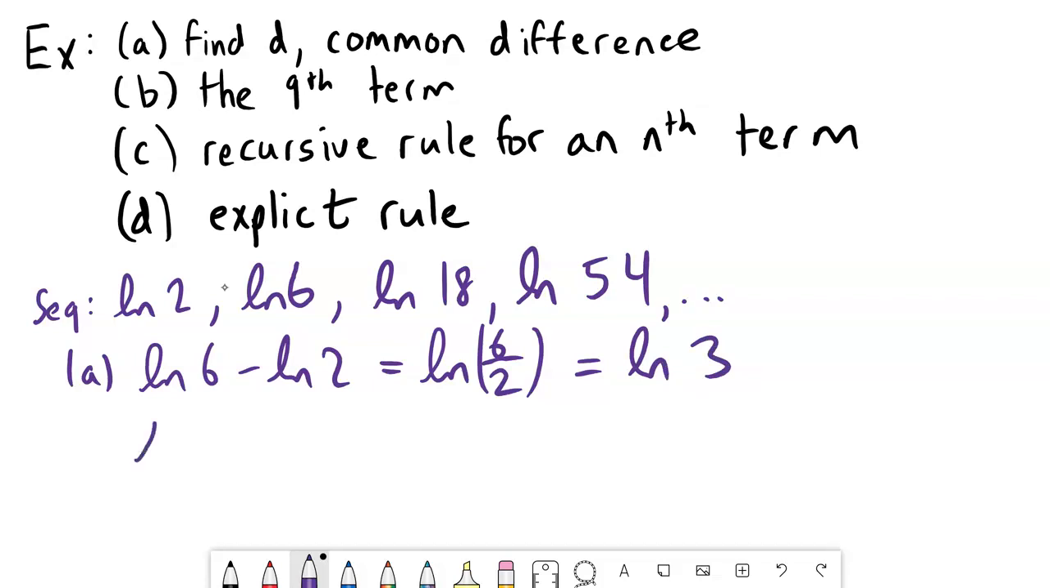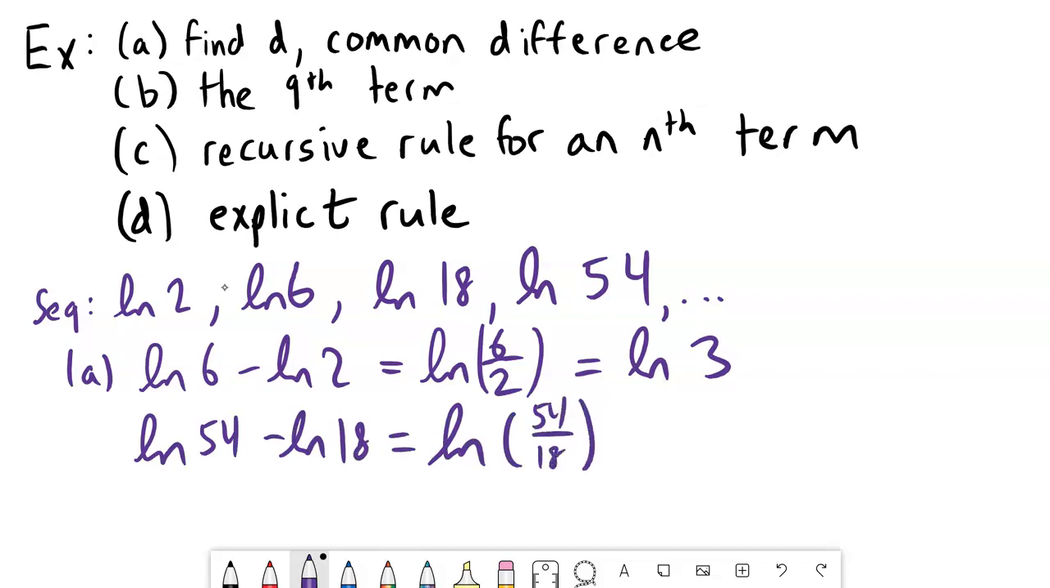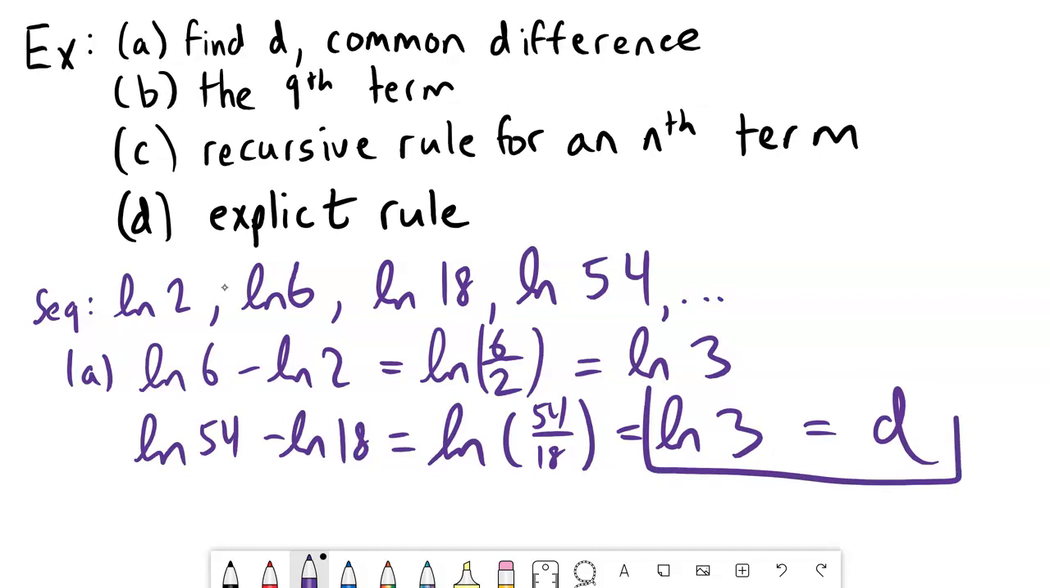So let's try 54 and 18. Log of 54 minus natural log of 18. That's just using the log properties, 54 over 18, which is the same thing. So it is the common difference. So this is the common difference, D. If you're unsure if your common difference is correct, I would just suggest doing a different pair of numbers. So that's A. So this is A.